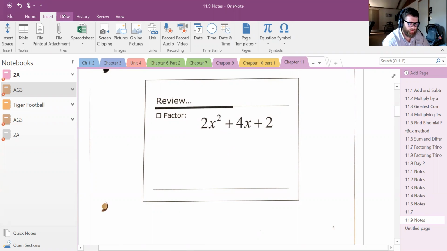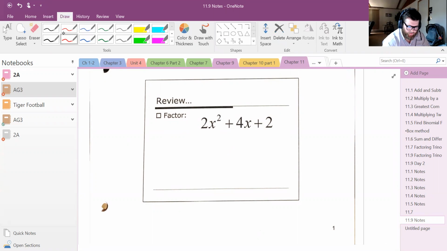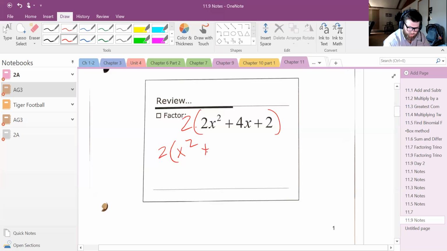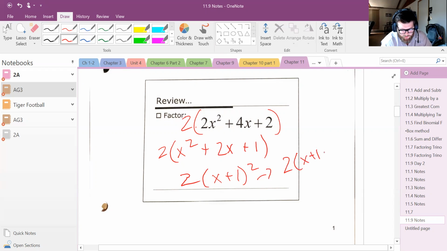First things first, can you factor out a monomial? Yep, you can, like in your homework, right? So I can factor out a monomial out of this. Let's factor out a 2 from all three terms. We have 2 times x squared plus 2x plus 1. Then this is a perfect trinomial, right? 2 times (x plus 1) squared, or 2 times (x plus 1) times (x plus 1). Either one works.